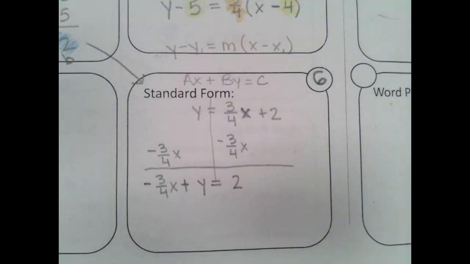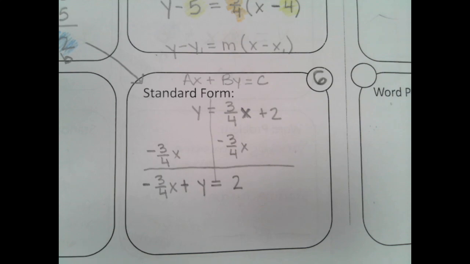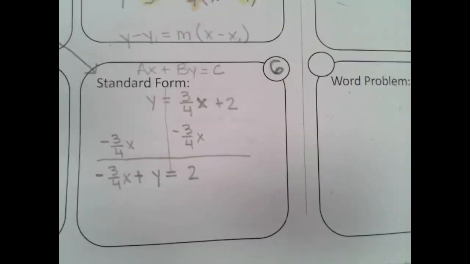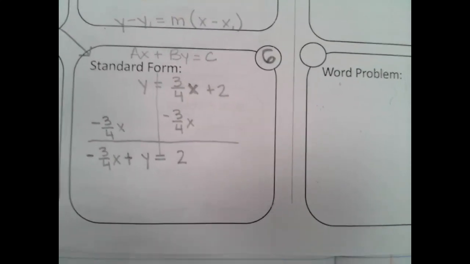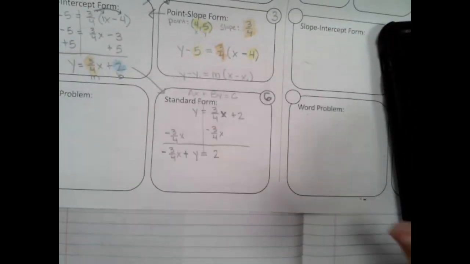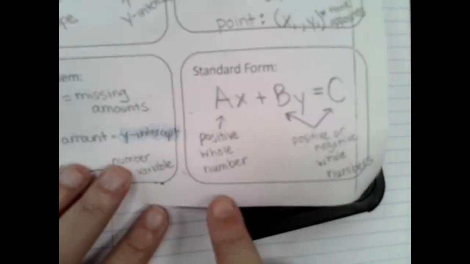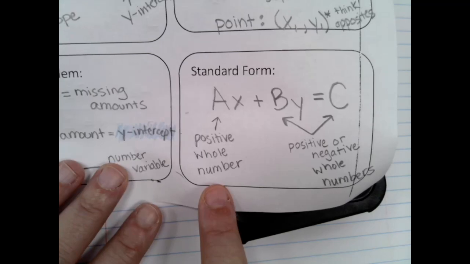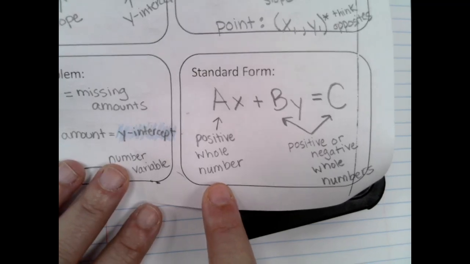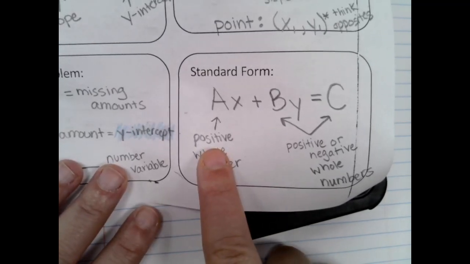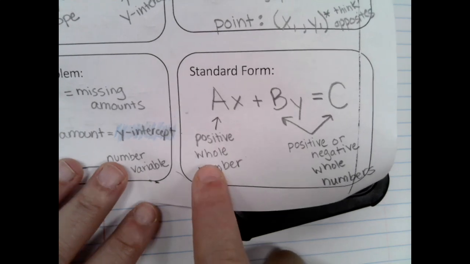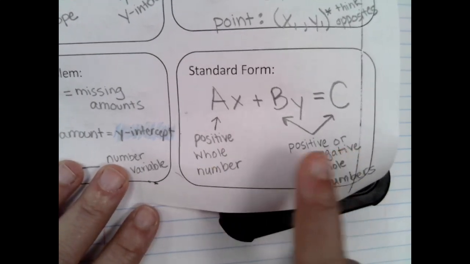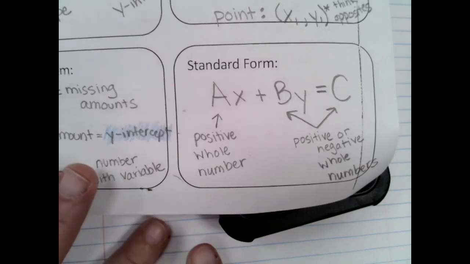Our next goal would be we need to follow our rules. So I'm going to flip this back to remind ourselves of the rules. One rule is that A has to be a positive whole number. Is that first number with x a positive whole number? No. Is it positive? Nope. Is it a whole number? Nope. But what about B and C? Are B and C positive or negative whole numbers? Yeah. So B and C are fine, but we need to fix A. A is our big problem here.